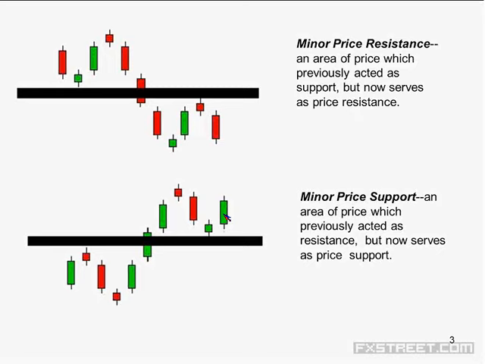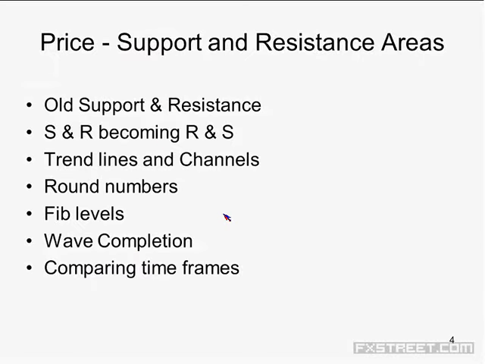Now, let's just look at various areas where there's likely to be support and resistance. Right, number one, old support and resistance, where clearly you can see price moves from a particular level. And what very often then happens is that support and resistance will very often become resistance and support, as we've just seen. There can be trend lines and channels where price comes to the top of a trend channel, finds resistance. What does it then do?